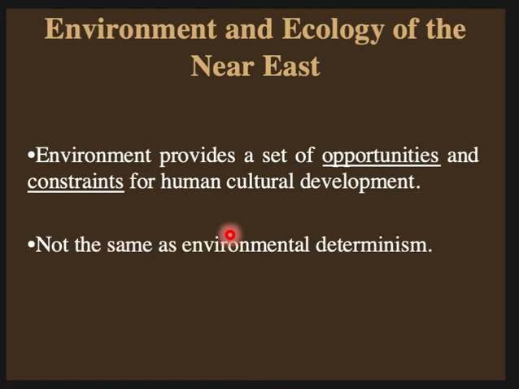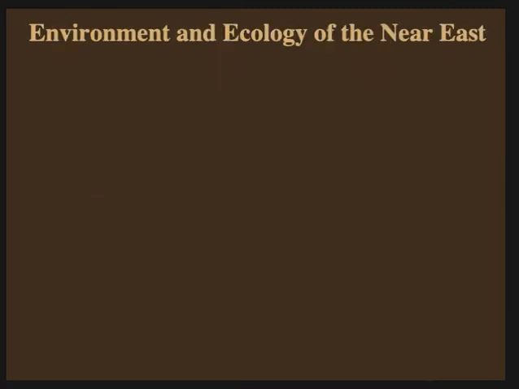Right? So it's not environmental determinism. Environmental determinism is believing that once you know the environment, you can determine how people will behave. And it takes human agency out of the equation. But really, the environment sets up opportunities, and it also sets up constraints. So things you can do, things you cannot do.